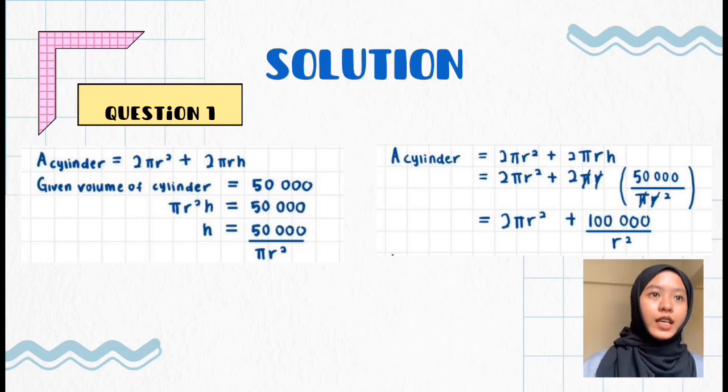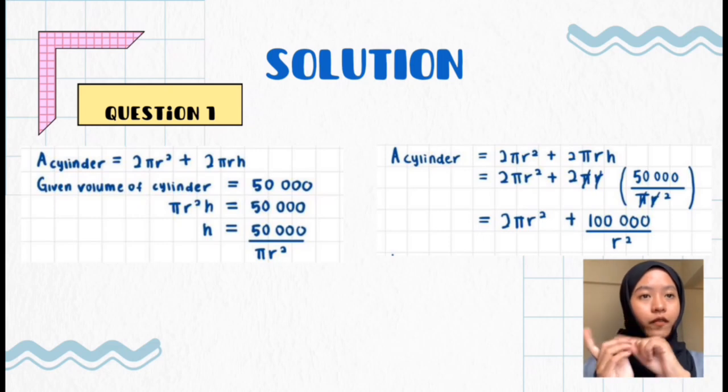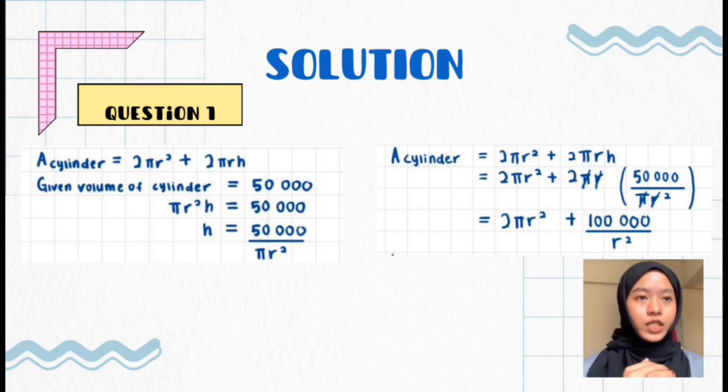So the area of the cylinder equals 2πr² + 2πrh. We substitute h = 50,000/(πr²). So it becomes 2πr² + 2πr(50,000/(πr²)). We cancel the πr² that are the same, so it becomes equal to 2πr² + 100,000/r. So we got the equation.